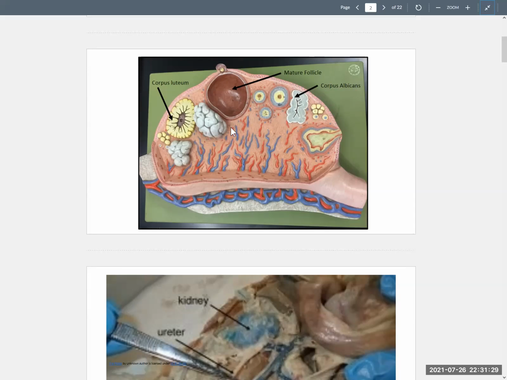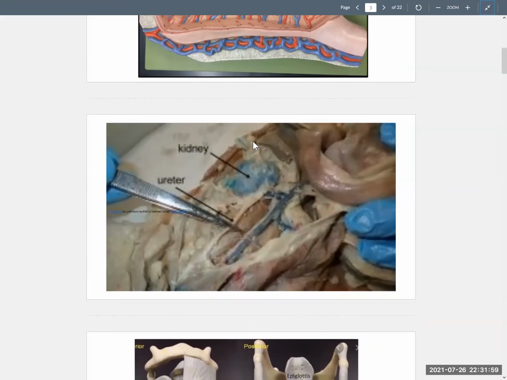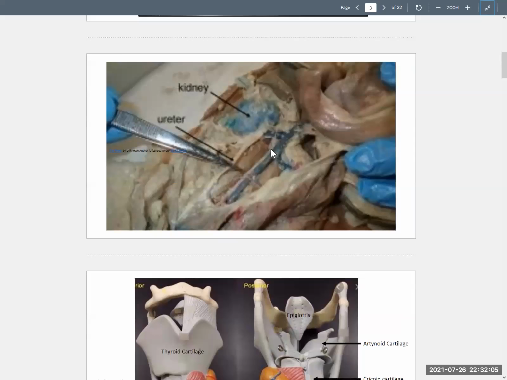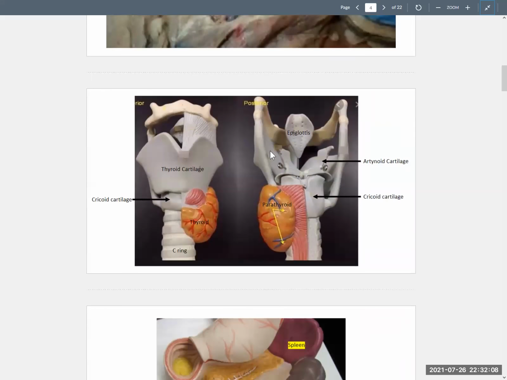On the ovary, first off, that's what this is. You need to know the follicle, the corpus luteum, and the corpus albicans. You need to know the secretion of the corpus luteum, progesterone, and that will probably do it, except also, of course, know that the ovary is an endocrine gland and a reproductive organ. A ureter attached to the kidney. Not a good picture. I've got better. Know every part of this.